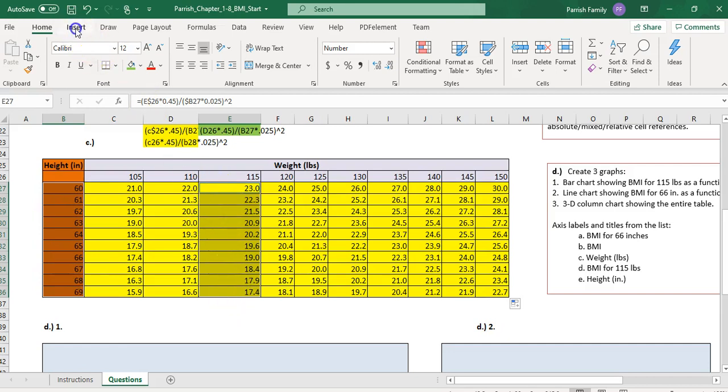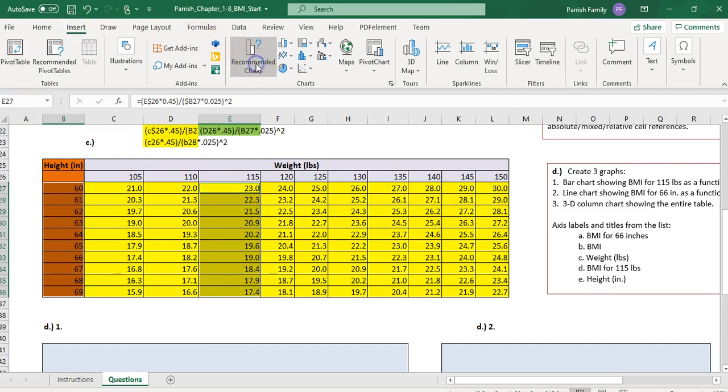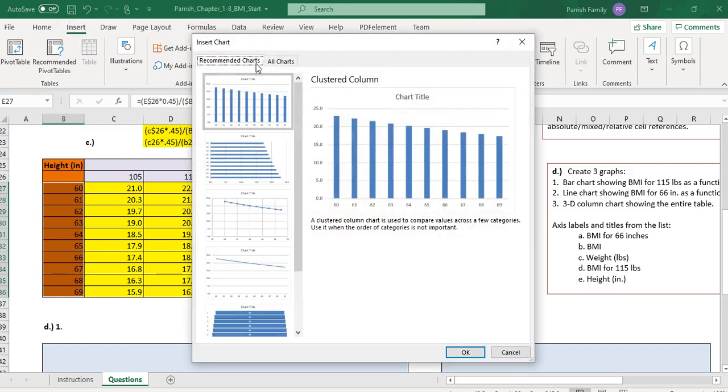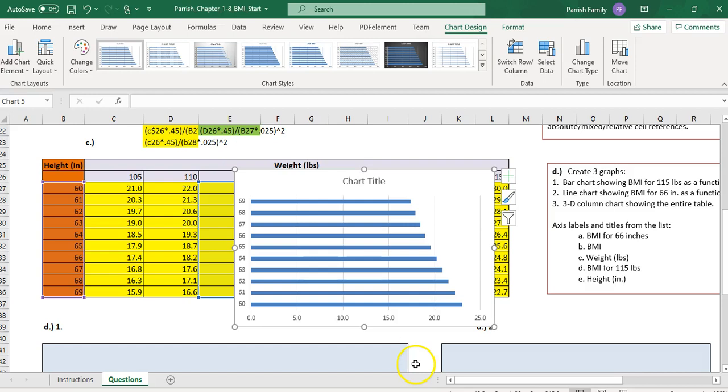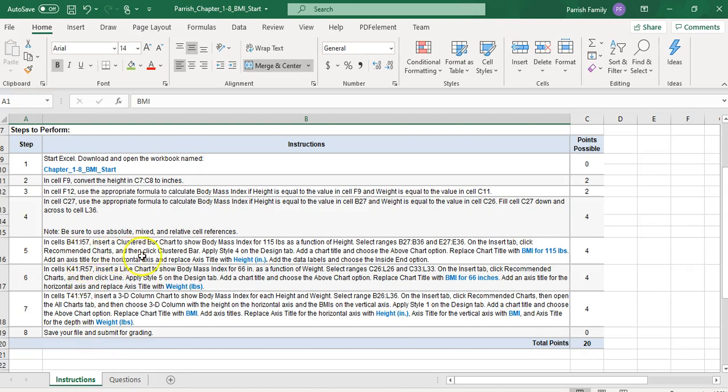Now I want to go to Insert, Recommended Charts, and the directions are telling me that I want a clustered bar. This is a clustered column. This is a clustered bar. So I want to choose the clustered bar. Going back to my instructions: choose a clustered bar. Select Style 4 on the Design tab.